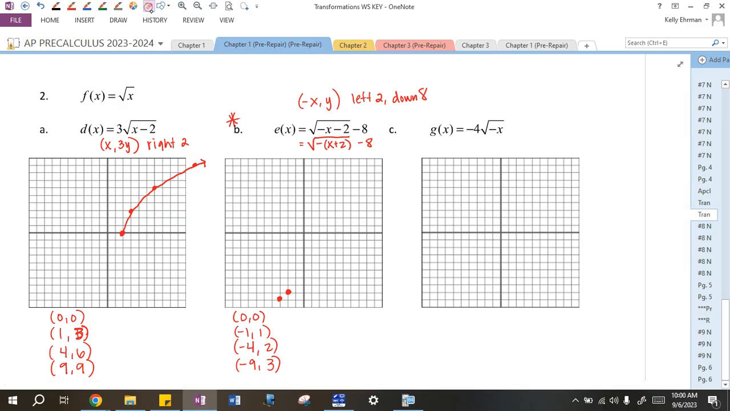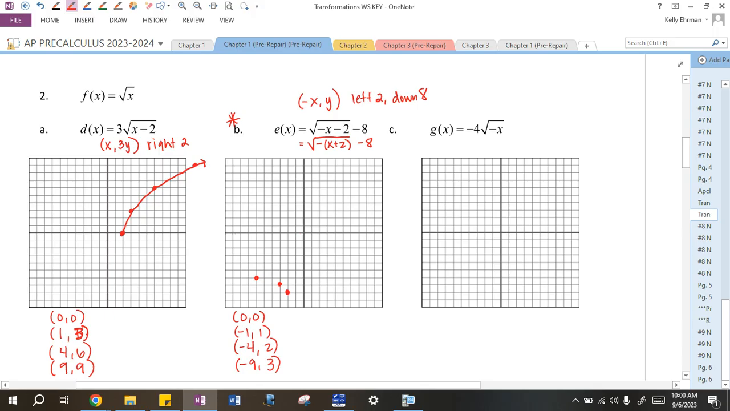Oops, sorry. Plotted that point wrong. Let me start this over. 0, 0, I'm going left 2 and down 8. Negative 1, 1, I go left 2 and down 8. I should be here. And then negative 4, 2. I should go left 2 and down 2, 4, 6, 8.